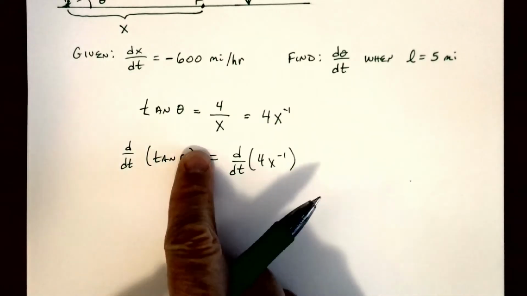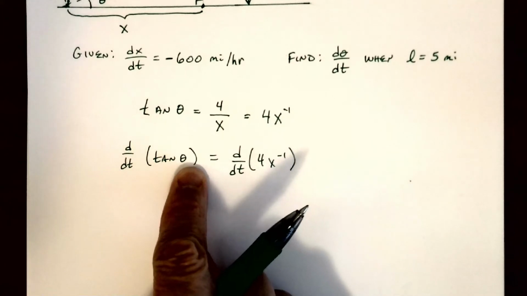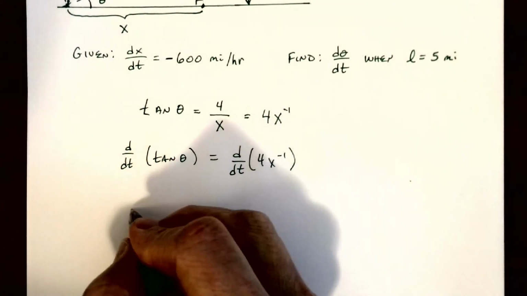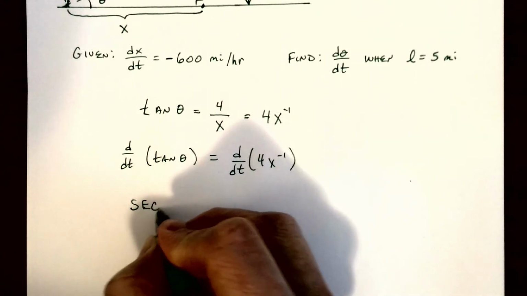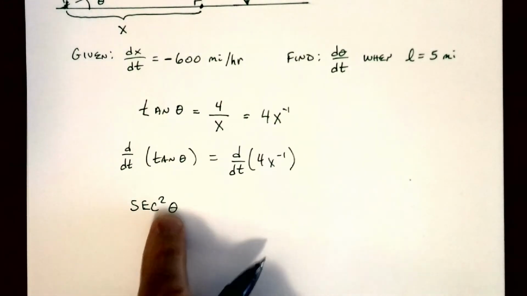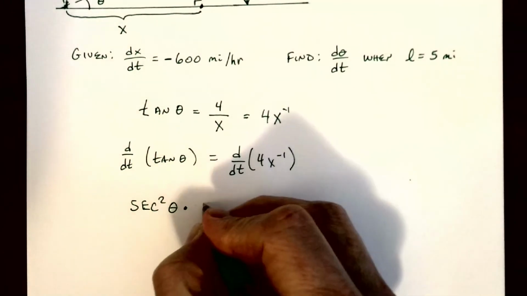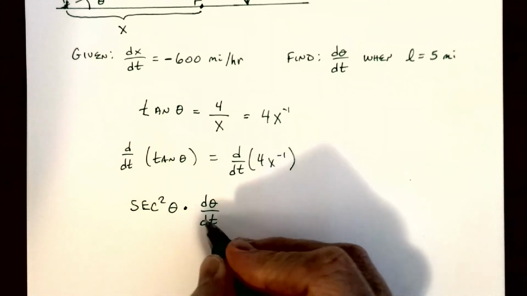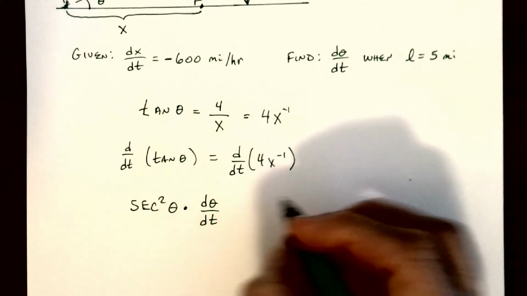So here, the outer function is tangent, inner function is theta. What's the derivative of tangent? Do you remember that? Secant squared. Derivative of tangent, secant squared theta, times the derivative of what's inside. What's the derivative of theta with respect to t? D theta dt. And that's what we're looking for, by the way. That's what we're asked to find.